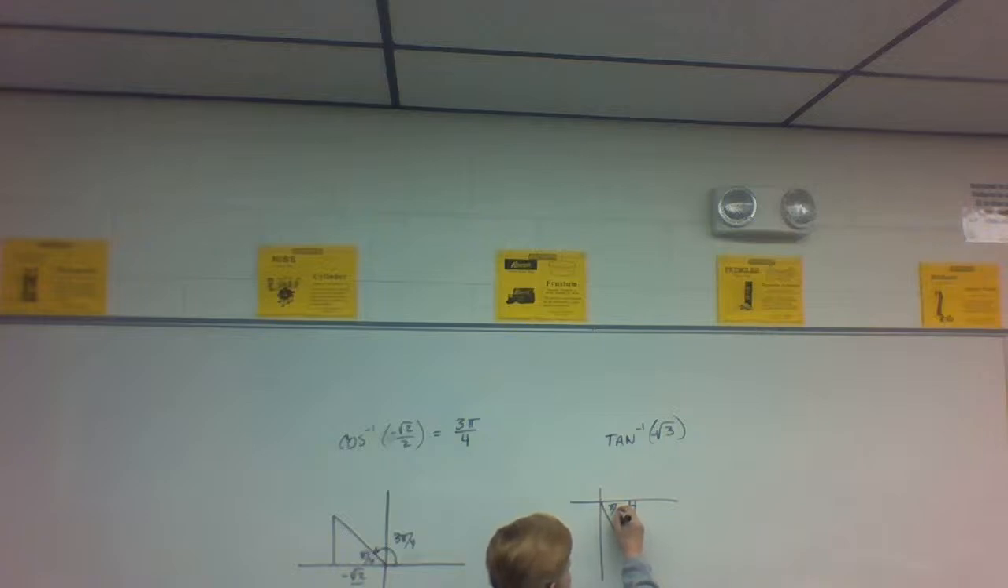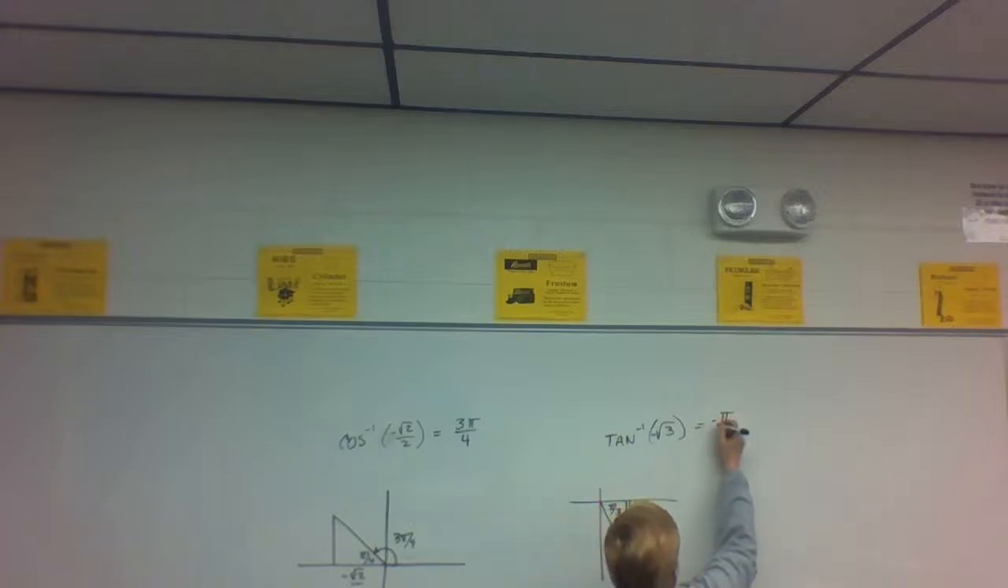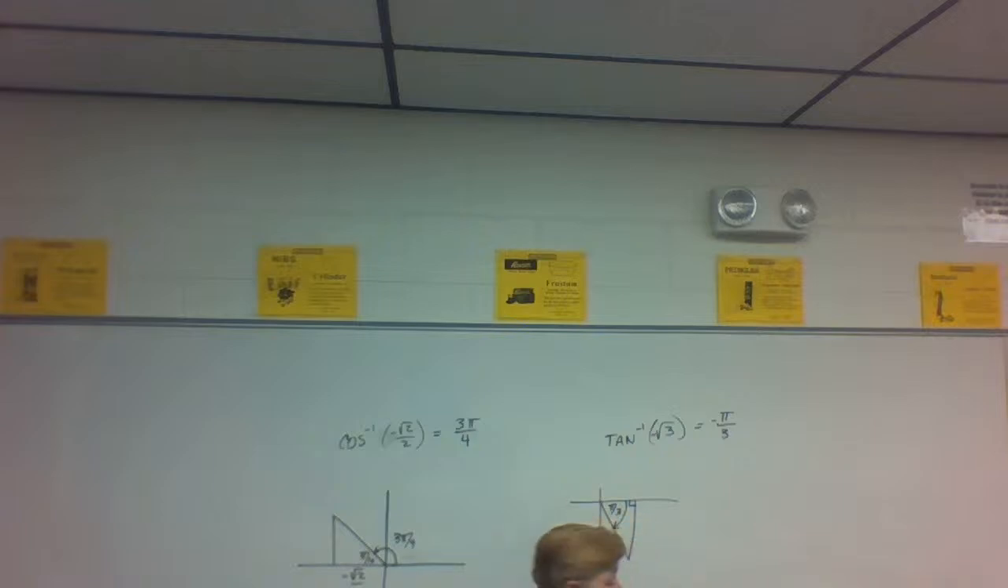That reference angle is pi thirds. Since we can only go between negative pi halves and pi halves, we will call that angle, that direction, and the answer to this is negative pi thirds. And sure enough, negative pi thirds that we just said was the answer is between negative pi halves and pi halves. Is the range for all of them negative pi halves and pi halves? Only for tangent and sine. For cosine, it's 0 and pi.